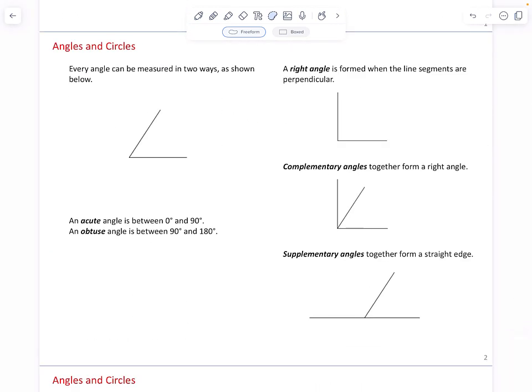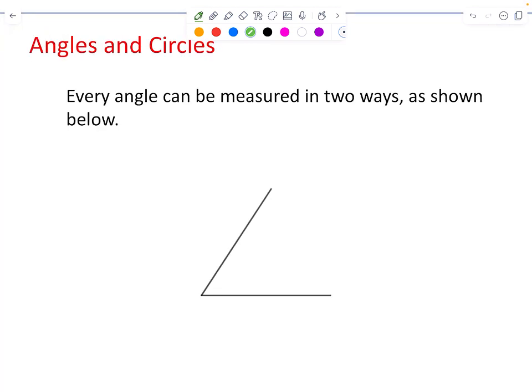Now every angle can be measured in 2 ways, as shown below. So we have an angle that's in standard position. So beginning with the horizontal segment and opening counterclockwise, we can measure the openness, but then beginning with the non-horizontal segment, we can also go counterclockwise and measure this openness. A lot of people will default to the smaller of the 2 options when they say what is the measure of the angle, but in reality every angle has 2 ways to be measured.